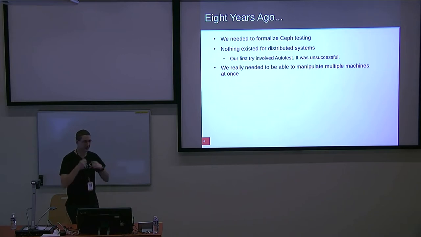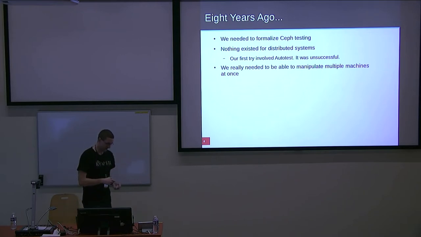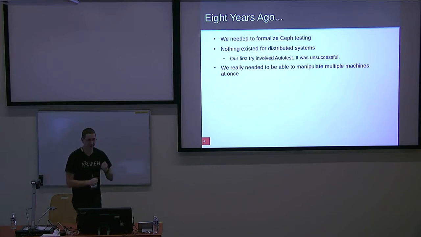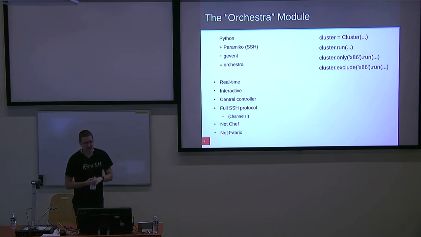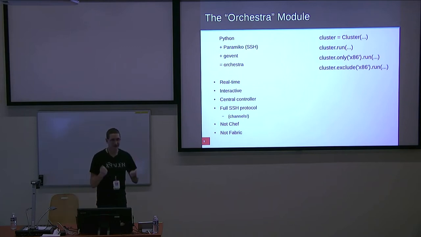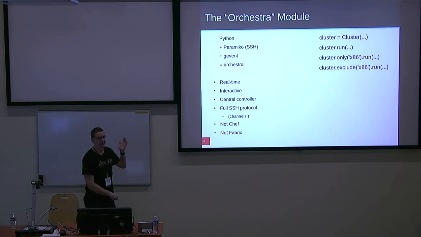But autotest was all about doing lots and lots of things to one server at a time. And so it was unsuccessful, and it was very important to us to be able to manipulate multiple machines at once. So he sat down, and the first thing he wrote was called an orchestra module. It was in Python, it used an SSH system and gevent. Nowadays, this is probably not anything super exciting, but it was really important. It was not quite as common back then.